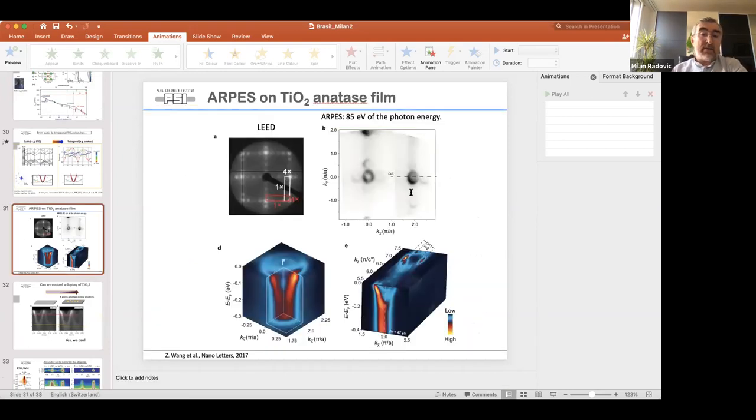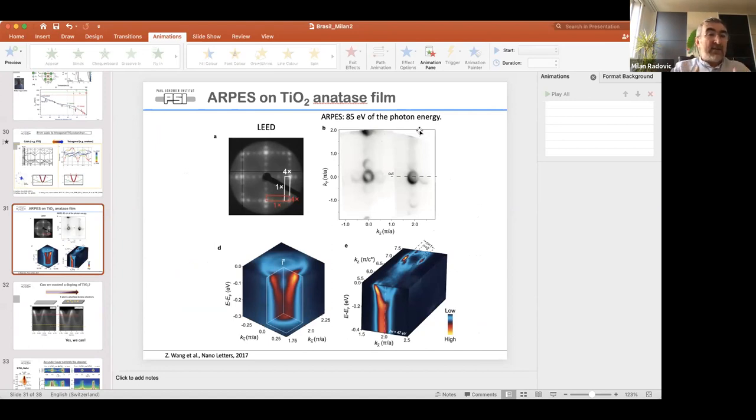So this is ARPES. If you are measuring a large zone, which means you go in kx, ky with large tilting and so on, then you are able to see a couple of zones: 1, 2, 3, 4, 5, almost 6. From that we see all symmetries, because the band structure is representing the symmetry.